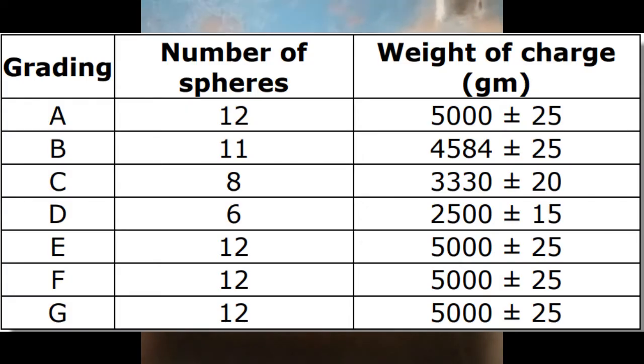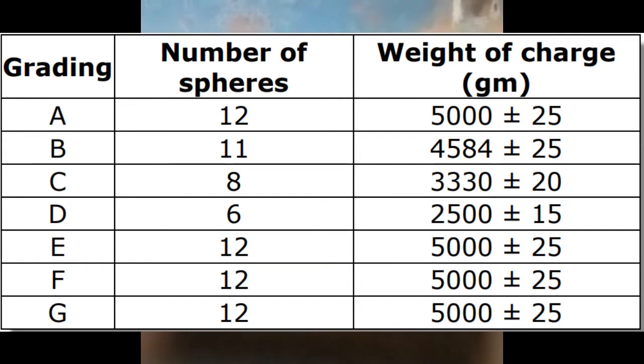If your aggregate size is different, then depending upon that you need to select the spheres. I'll tell you exactly how many spheres we should have. Each sphere is approximately 48 mm in diameter. It is of cast iron or steel, and the weight of each sphere is around 400 gram. Depending upon the size of aggregate we are going to test, the number and weight of the spheres depend on it. I'll show you that chart.